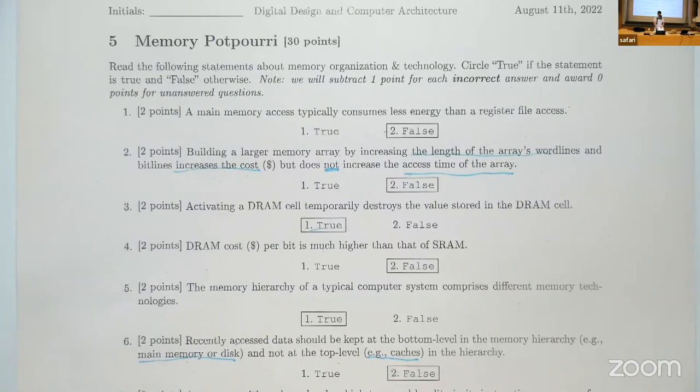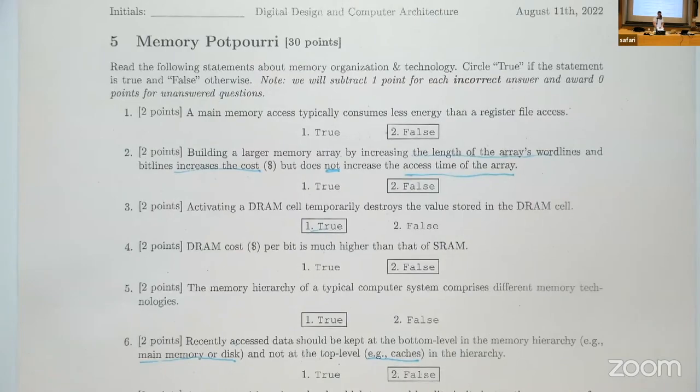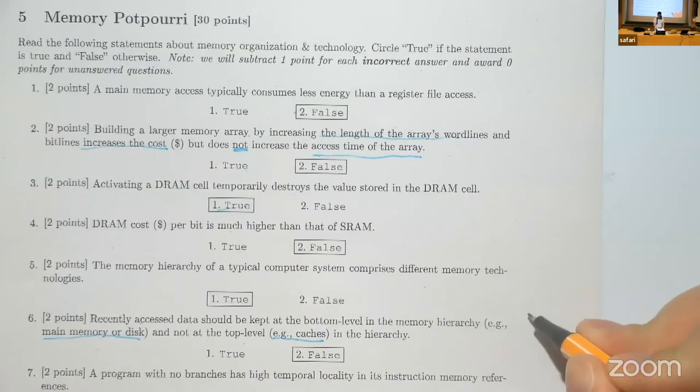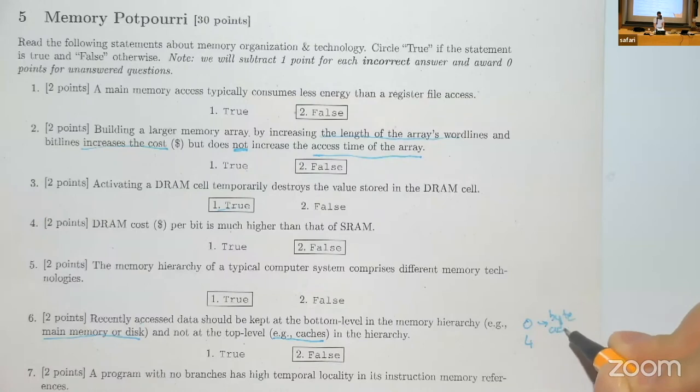A program with no branches has high temporal locality in its instruction memory references. So a program with no branches will have instruction memory references like these, right? These are byte addresses. This is just an example. Imagine we put our program starting from the 0th address in main memory, and each instruction is 4 bytes. We'll have an instruction memory reference stream like this when we execute this program.